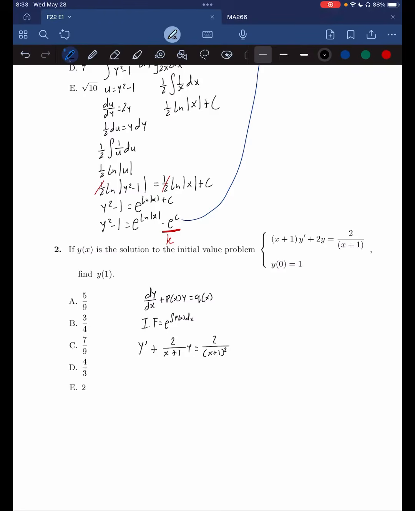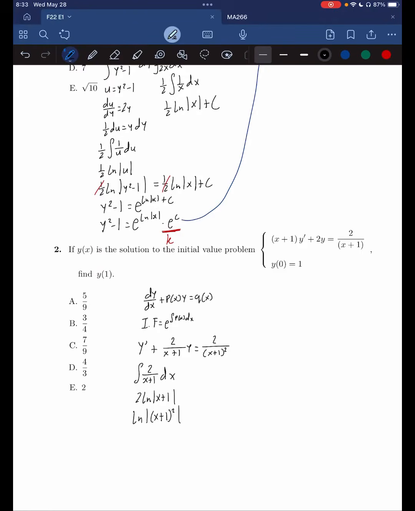Our p of x is now 2 over x plus 1. And integrating p of x is our first step to finding our integrating factor. Now, the integral of this is really simple. It's just 2 ln of x plus 1. And using our log properties, we can say that this is ln of (x plus 1) squared. And you don't need these absolute value signs anymore since (x plus 1) squared will always be positive.